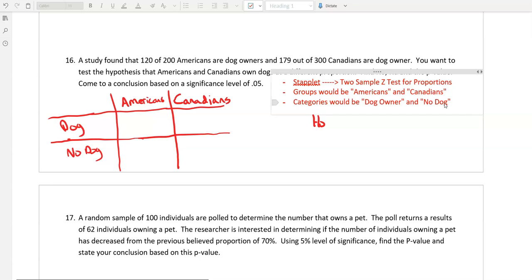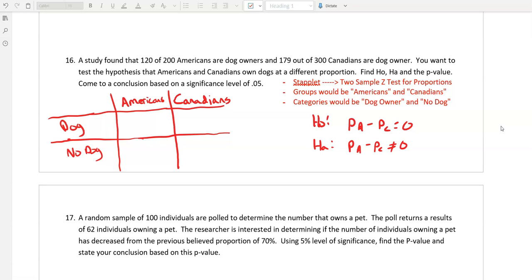So my H0 is that the proportion of Americans minus the proportion of Canadians would be equal to 0, because they have the same proportion, the same percentage of them own dogs. In my HA, what I'm trying to prove is that the difference between the two, the proportion of A minus the proportion of C, is not equal to 0. Because it says different, which is just not equal to. It didn't say greater than or less than, it just said different right here. So there's my H0 and HA, and I need to find the p-value, so I need to run a two-sample z-test for proportions.